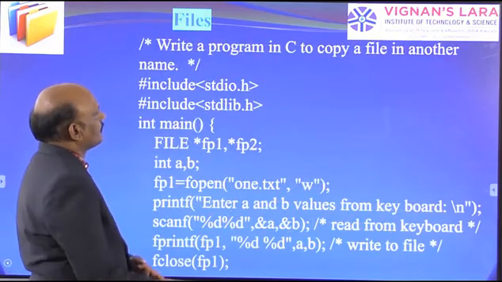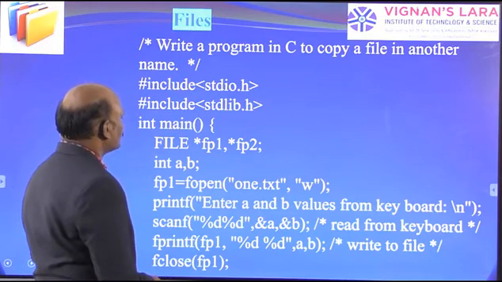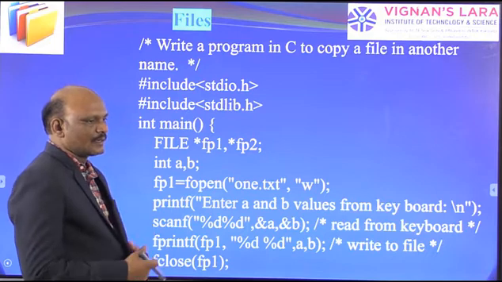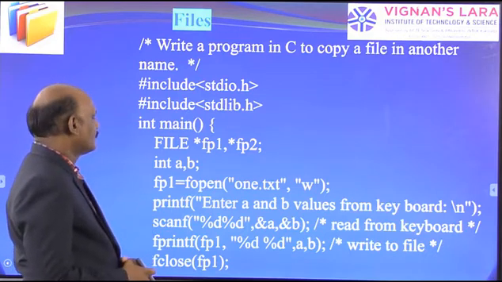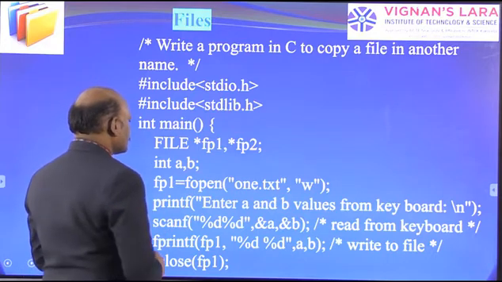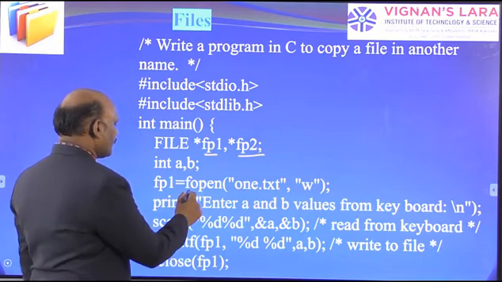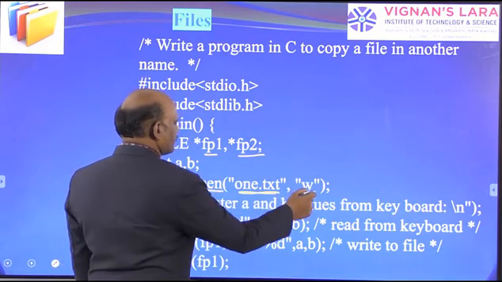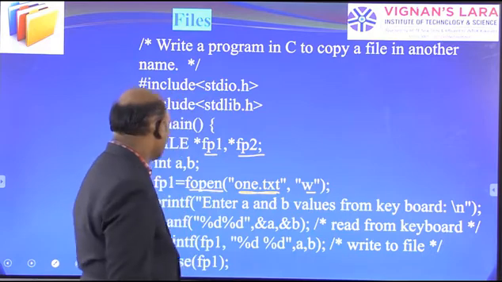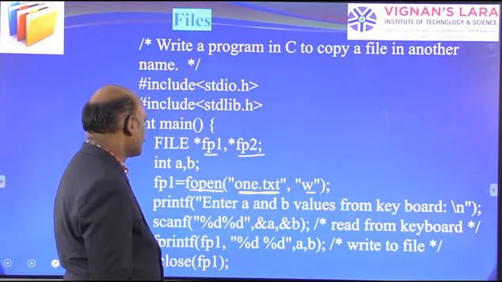Write a program in C to copy one file into another file using formatted functions. In the previous program, we copied character by character. Here we can copy the numbers from one file into another file. For copying, we need two files, so we need two file pointers. Then I am opening a file 1.txt in write mode. As I already said, enter A and B values from the keyboard. Here I am declaring A and B as integers. Just read those values from the keyboard.